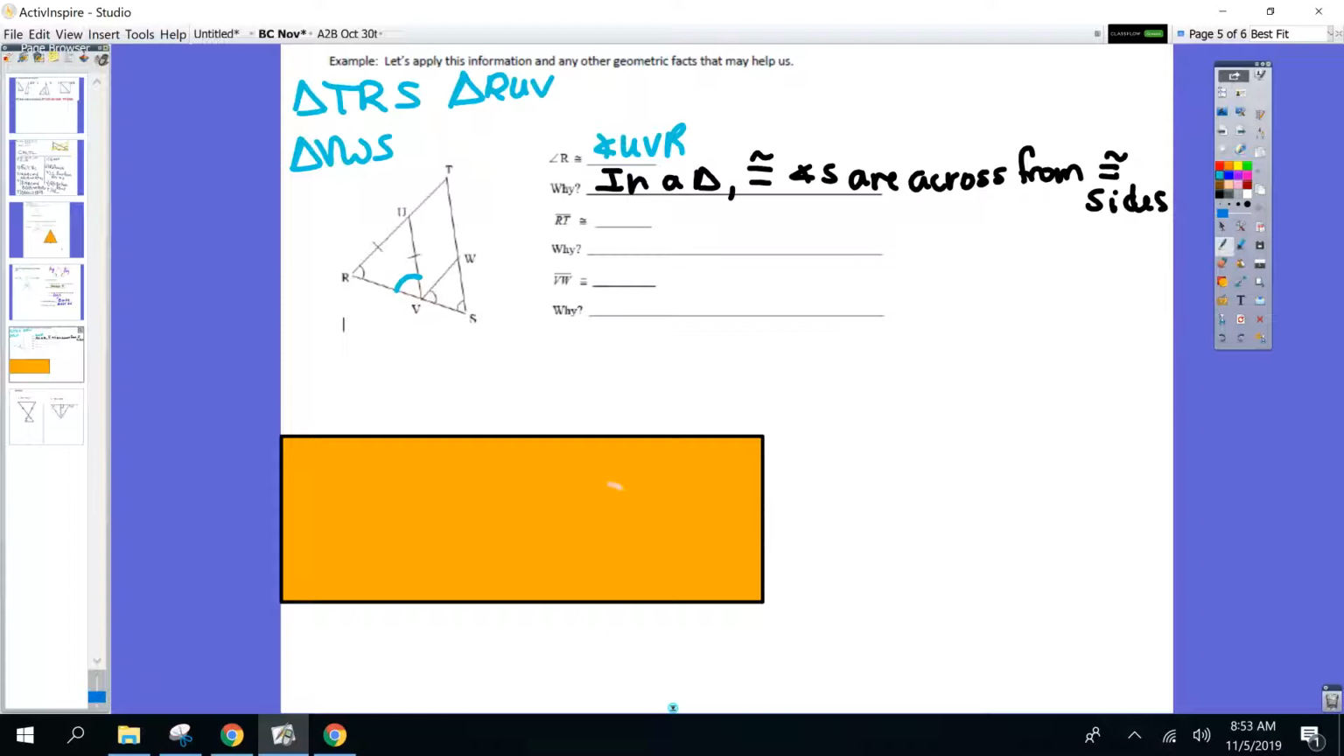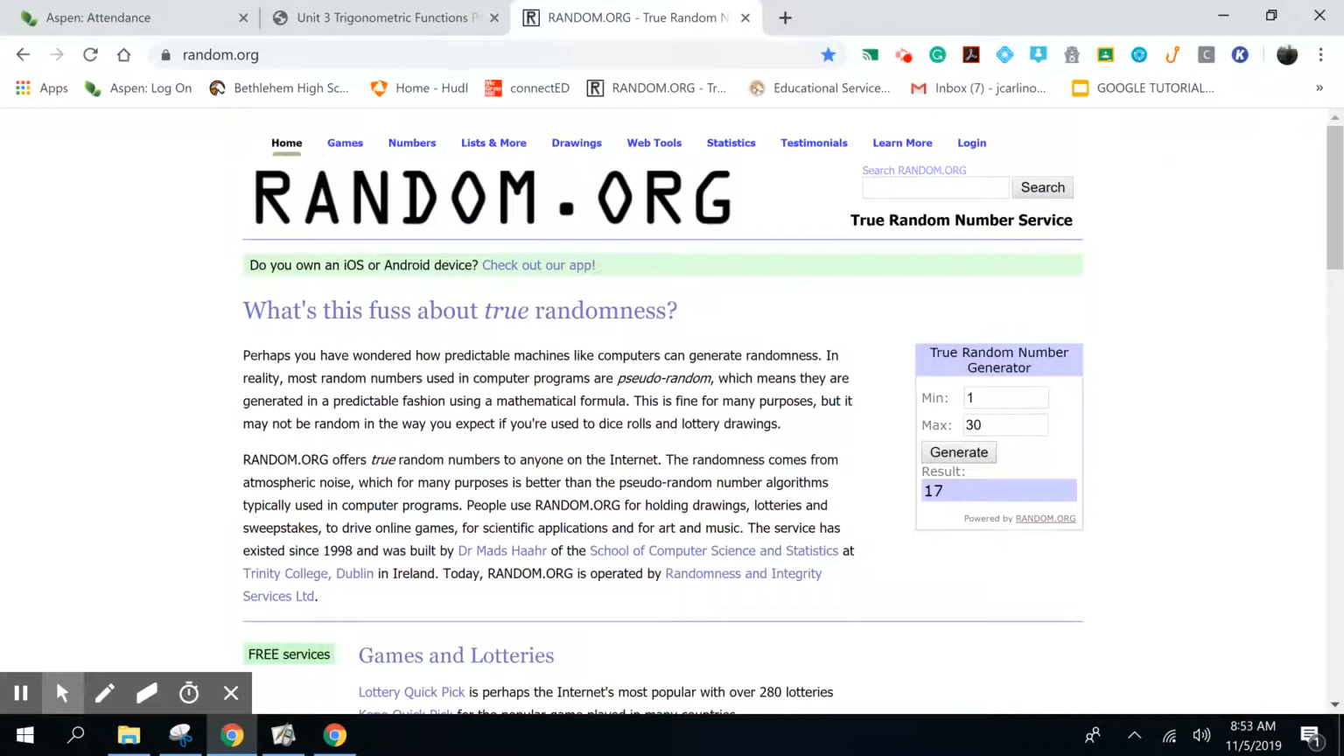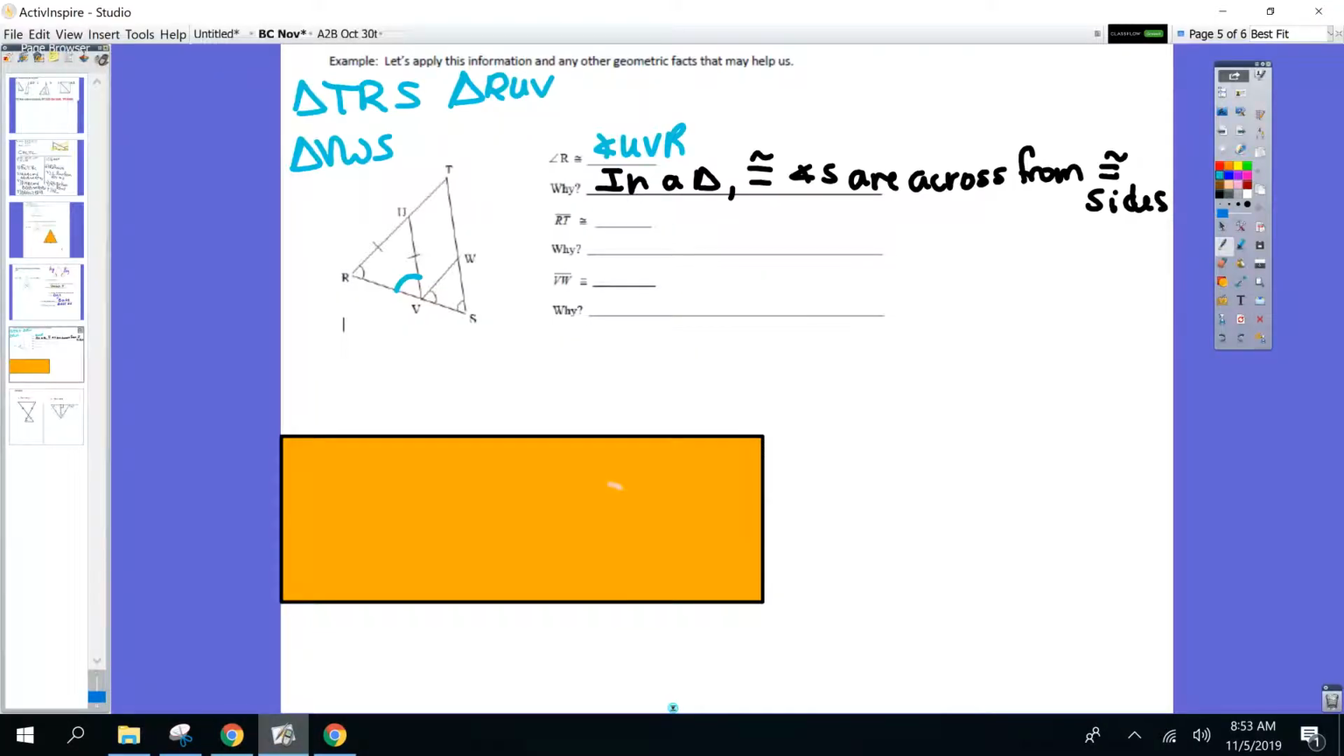RT. Segment RT is also congruent to... Hopefully you give me another side in that same triangle that contains RT. RT and what other side are congruent? Here you go. You're up, 17. RT congruent to TS.